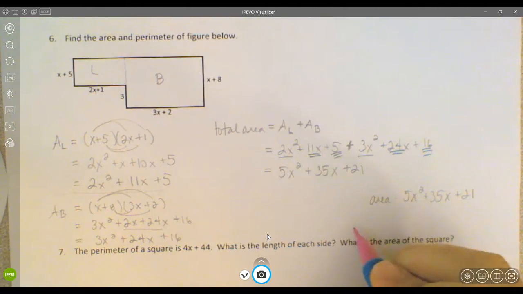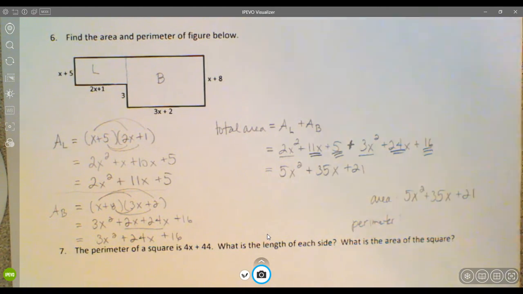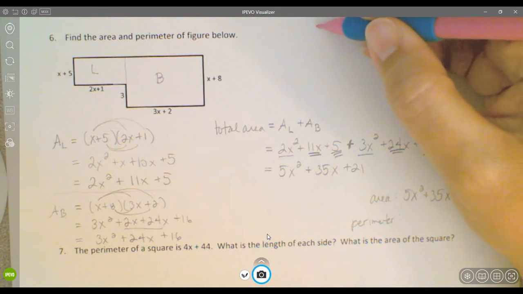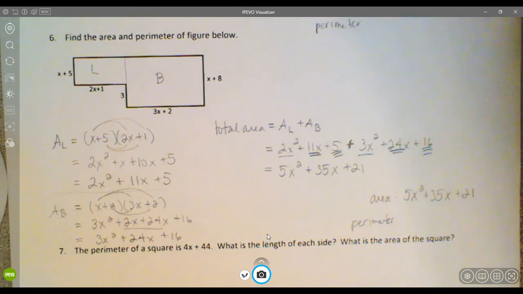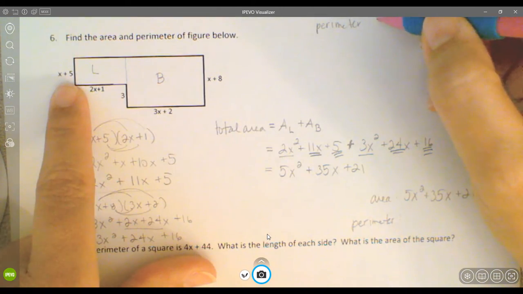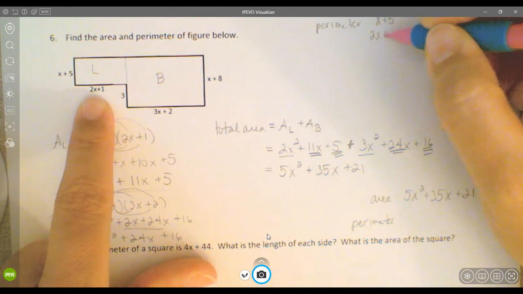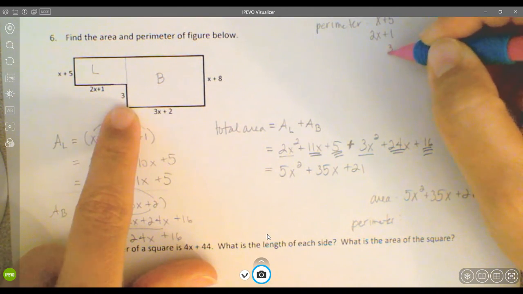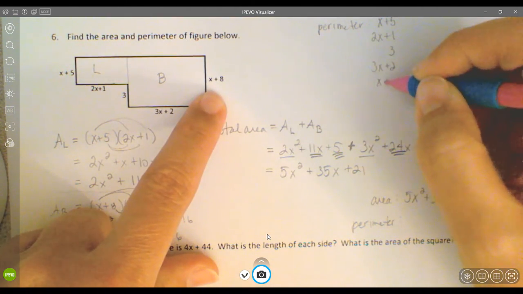Oh, dang. Now I need to find perimeter. Okay. Perimeter's not bad. Perimeter, we add up all the sides. So I'm going to go over here for perimeter. All right. So we have x plus 5 plus 2x plus 1 plus 3 plus 3x plus 2 plus x plus 8.